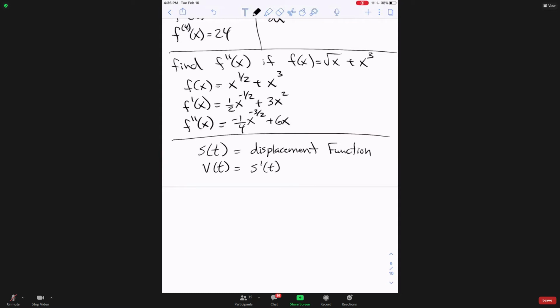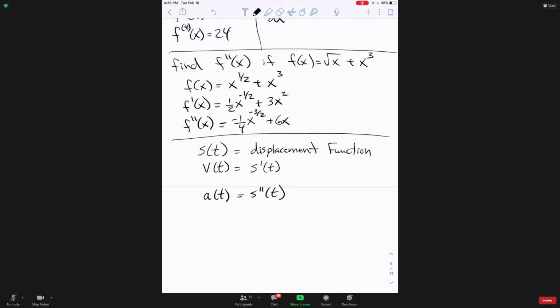V is velocity. And if you take the derivative again, you'll get the acceleration. So the second derivative of S would be the acceleration. Or basically, if you take the derivative of velocity, you get acceleration. So when they're asking for acceleration, they're actually asking for the derivative twice of your displacement function.